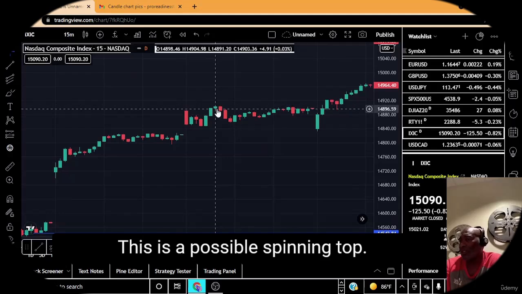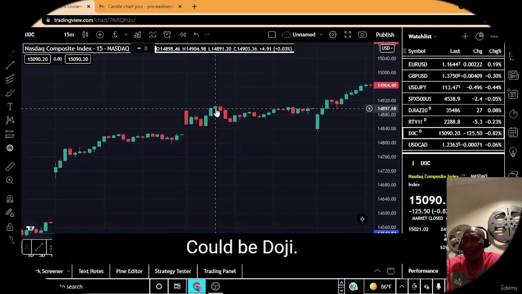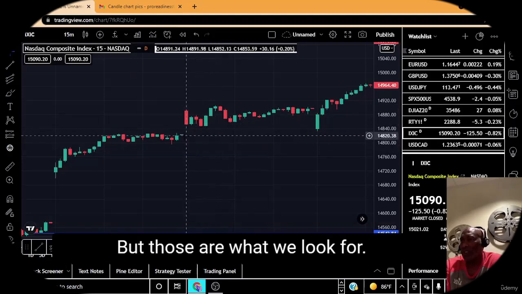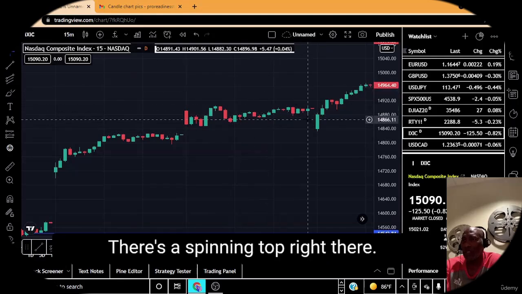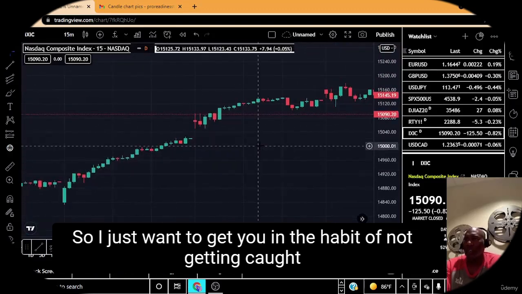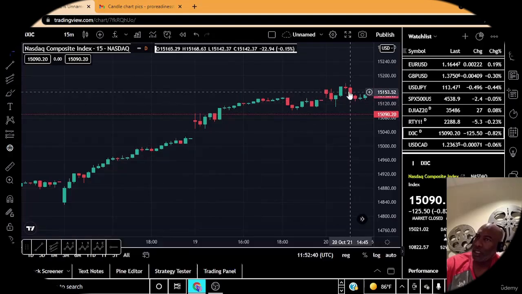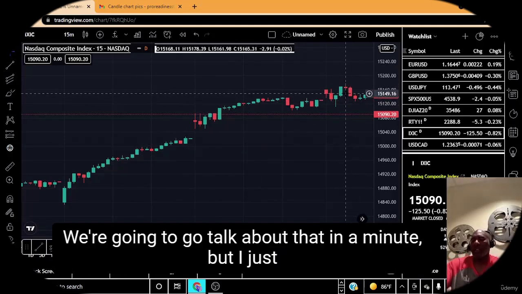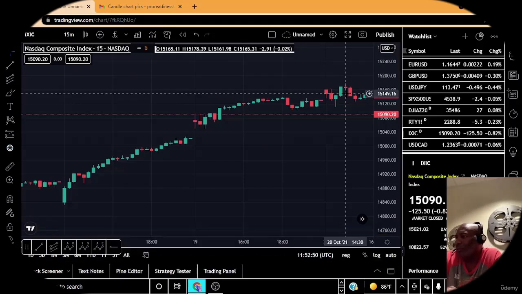This is a possible spinning top, or it could be a morning star, could be a doji, but it's not. But those are what we look for. There's a spinning top right there. See where the market went down. So I just want to get you in the habit of not getting caught up on looking at it. Now this may not be a spinning top. We're going to talk about that in a minute. But I just don't want you to get into the habit of thinking that spinning tops are always the same.